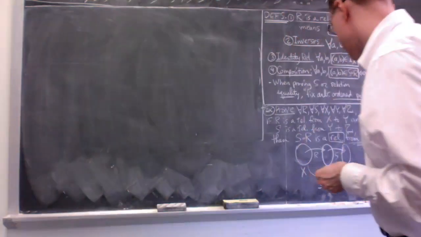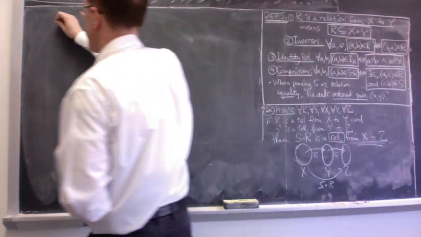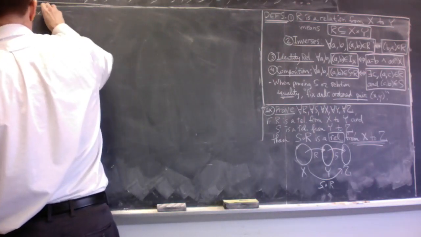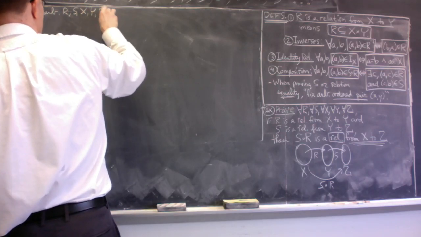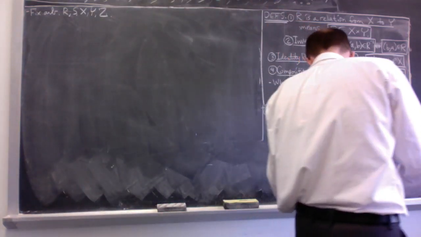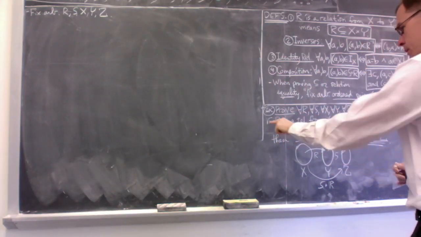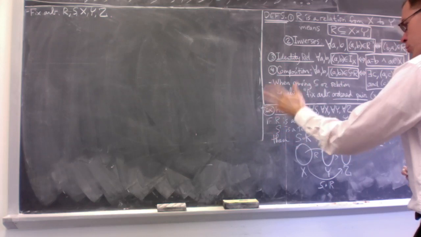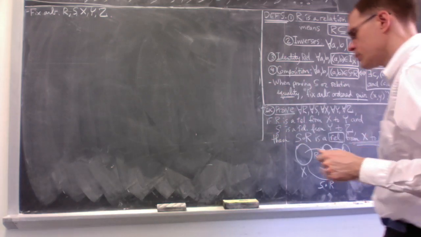All right, so we cranked through this. We've got all these quantifiers. We're going to fix arbitrary R, S, X, Y, Z. And next thing that's happening in the statement is if-then. So do a direct proof. We're going to say assume all this stuff. Prove that.